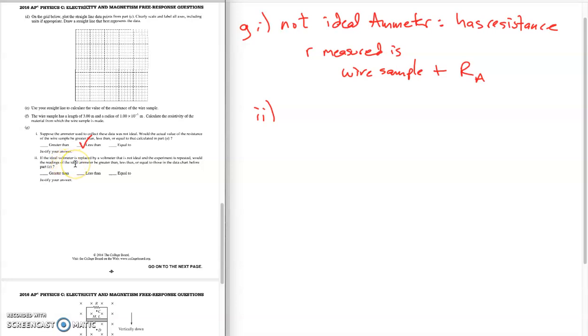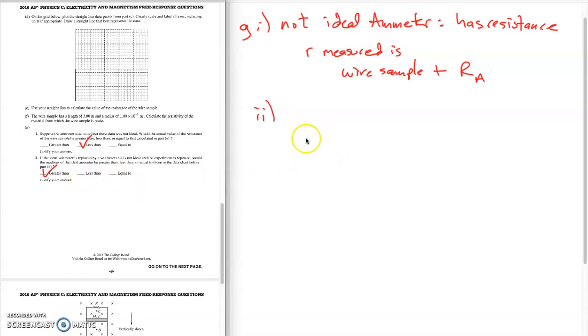All right, part 2. The ideal voltmeter is replaced by a real voltmeter. Will the readings be greater than, less than, or equal to? Well, they are going to be greater than. And once again, a real object, as opposed to an idealized one, is going to have an incorrect resistance. For the ammeter, that means now the resistance is not 0. But for the voltmeter, it means now the resistance is not infinite.